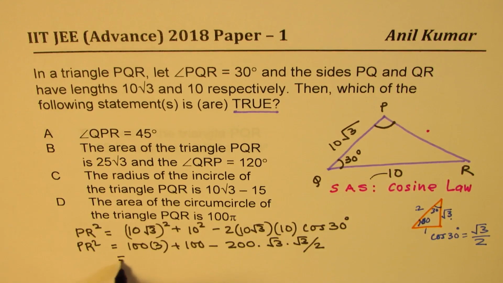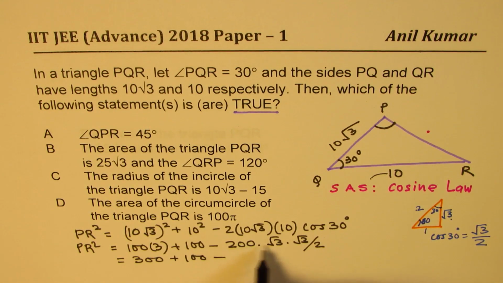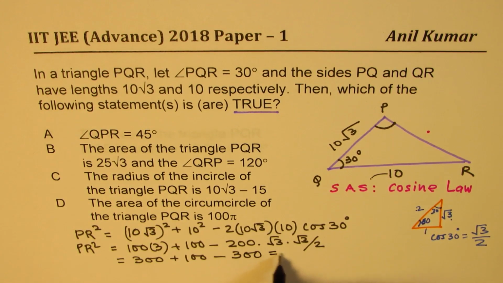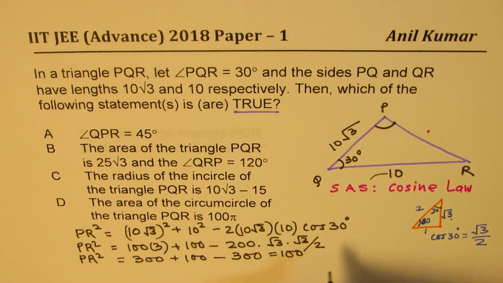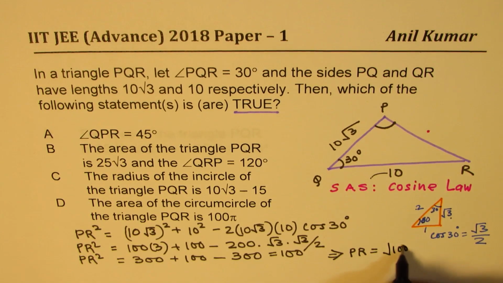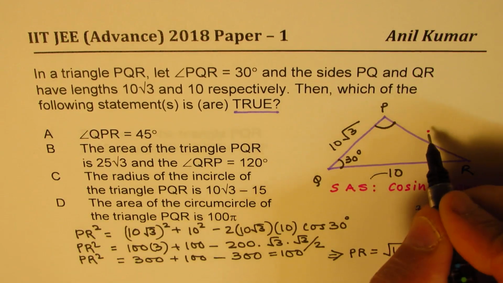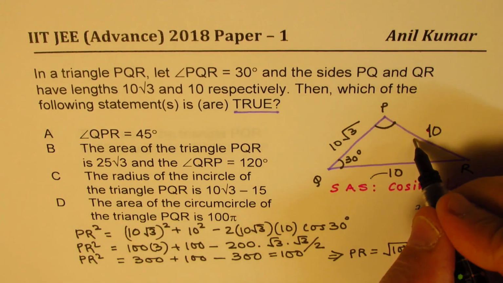So PR square equals 300 plus 100 minus, that 2 goes and we get 300 here, right? So that gives you 100. So PR square is 100. So that gives you that PR is basically equal to square root of 100, which is 10. So this side is also 10. Well, that makes things simpler.